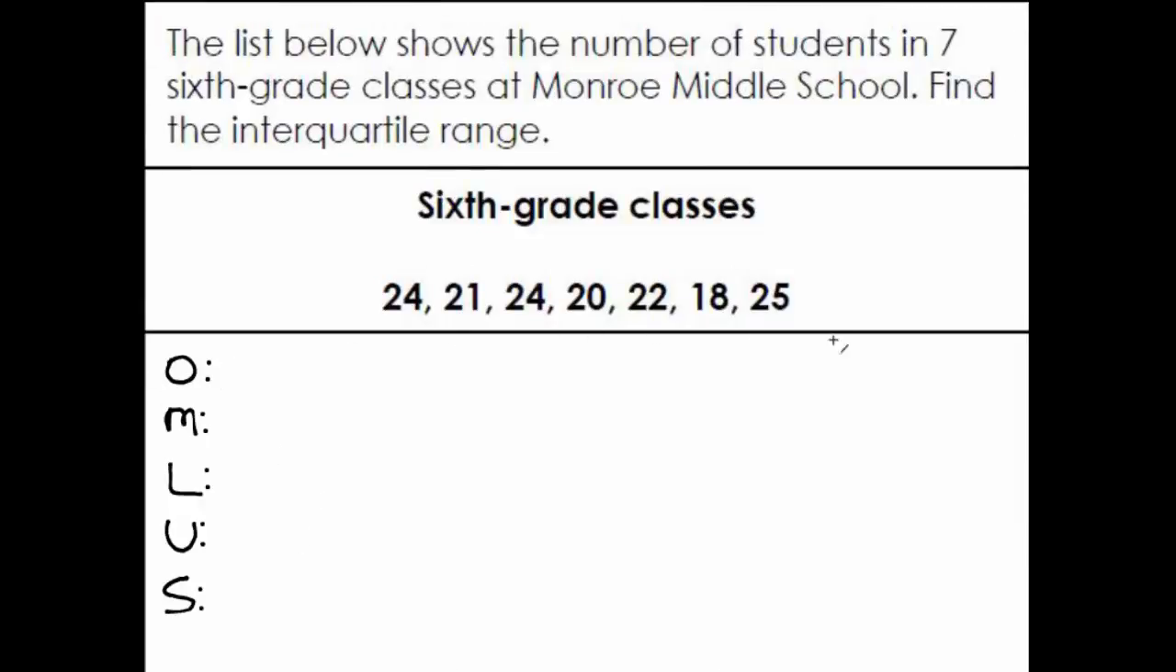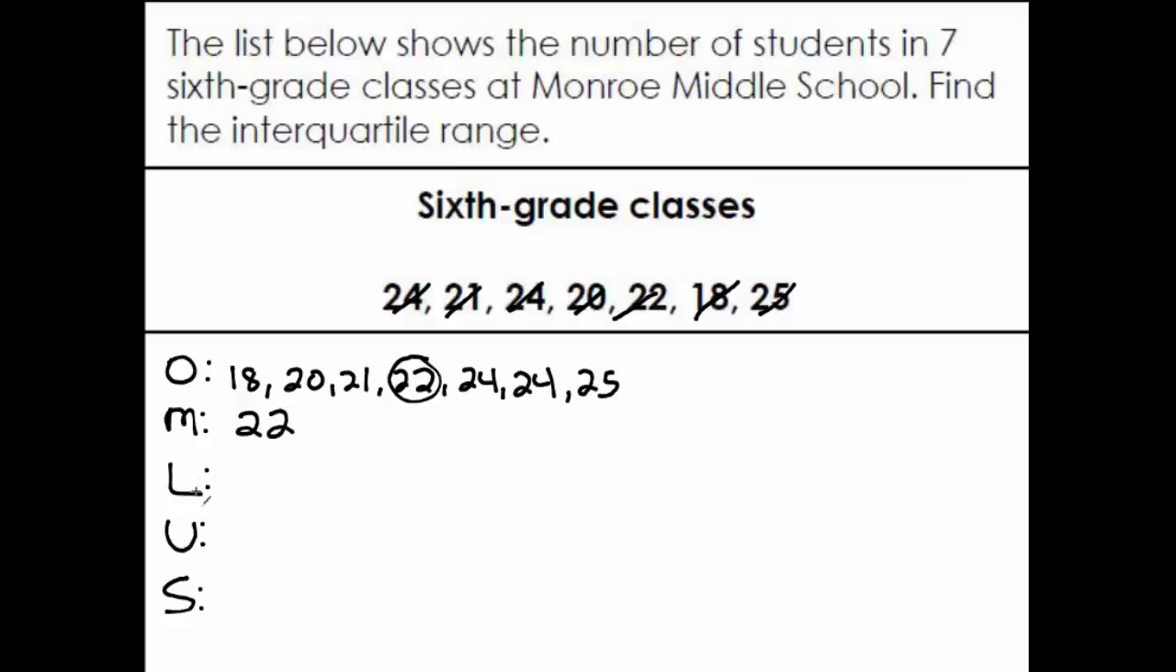Let's start with O, ordering the numbers from least to greatest. We have 18, 20, 21, 22. We have two 24s and one 25. Next, M for median. We have 7 numbers. Therefore, our fourth number, which is 22, will be our median.